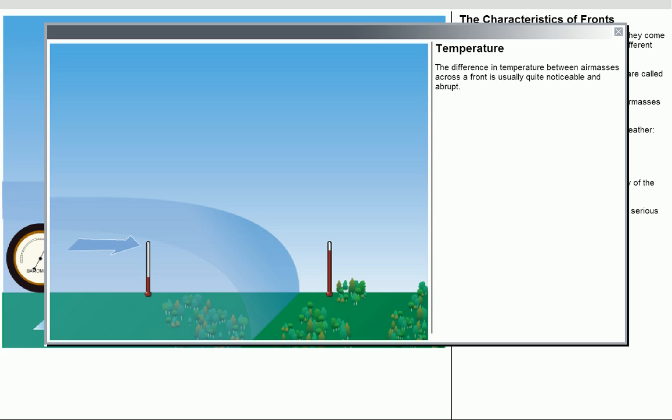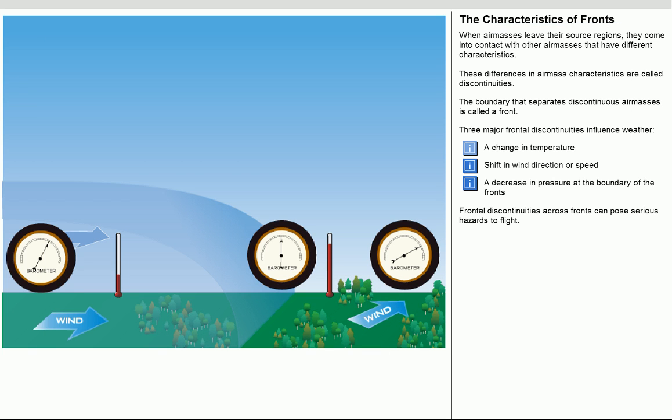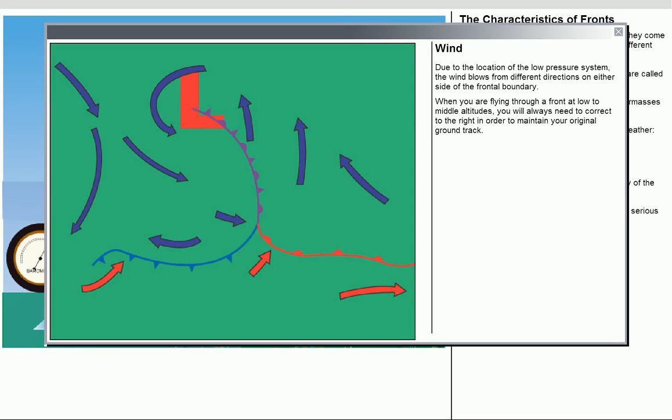As you fly across a front, look at your outside temperature gauge. Depending on how fast the front is moving, the change in outside temperature can be dramatic. The temperature change is usually very noticeable and can be quite abrupt in a fast-moving front. The change is usually less pronounced if the front is slow-moving. The change might be less abrupt at middle and high altitudes than it is at the surface.